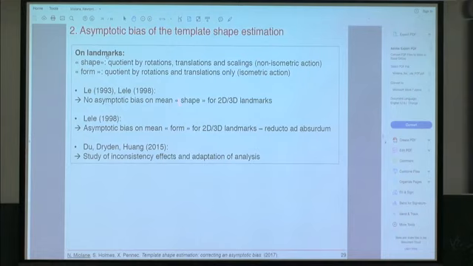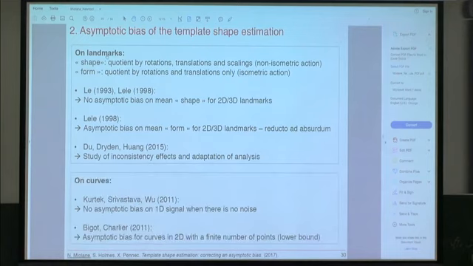Okay, this is not contradictory because there were the scalings there. But there was an asymptotic bias proven on the mean form here by a reductio ad absurdum proof, which was really interesting and also really early on, but didn't give a geometric interpretation that we have now. And most recently, there was a study of inconsistency effect and first correction method or adaptation method for landmarks.